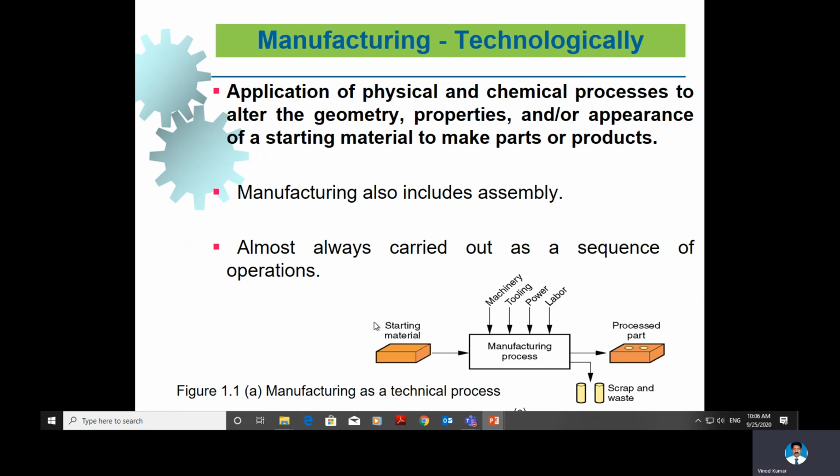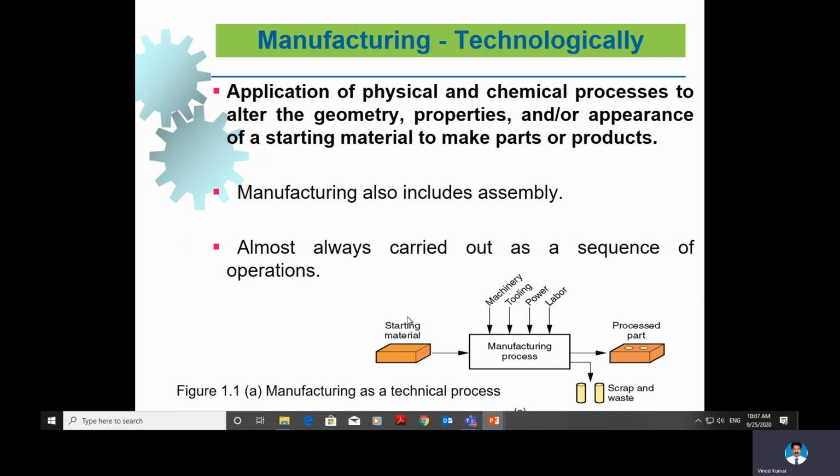Any application or process which changes the shape and size, or which changes the property, that process we call a manufacturing process. So a manufacturing process is a process by which we change the geometry and shape of a product, or we change the specific property of a particular product. Manufacturing also involves assembly. When we assemble 2 parts together, that also we can term a manufacturing process.